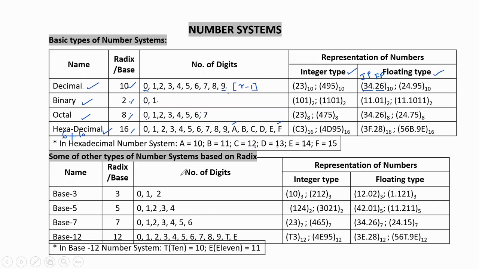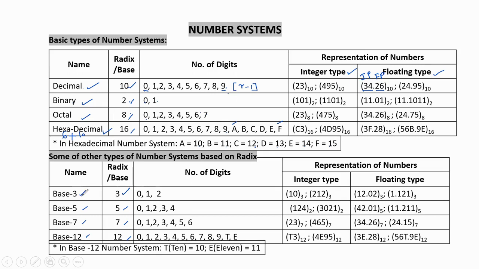Now coming to the other types of number systems based on different radix values. Here I have taken a few examples. If the radix value is 3, the number system is named base 3. If it is 5, base 5; 7, base 7; 12, base 12 number system. Depending on the radix value, we should write the digits used for the corresponding number systems.